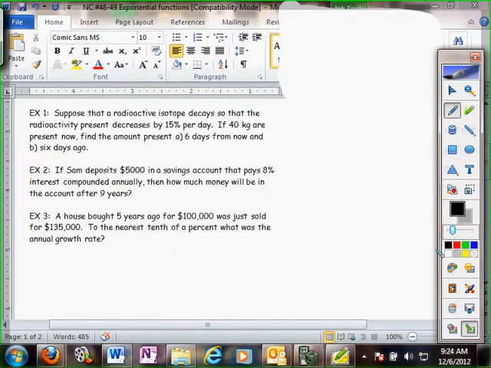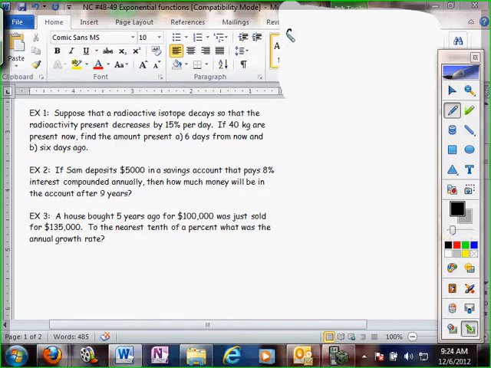Number 1 says, suppose that a radioactive isotope decays so that the radioactivity present decreases by 15% per day. If 40 kilograms are present now, find the amount present A, 6 days from now, and B, 6 days ago. Let's just start with part A. First thing I want to do is write down my formula. A of t is equal to A naught times 1, and it says decreasing, so I'm going to use minus r, to the power of t.